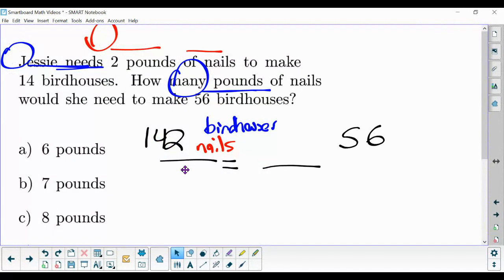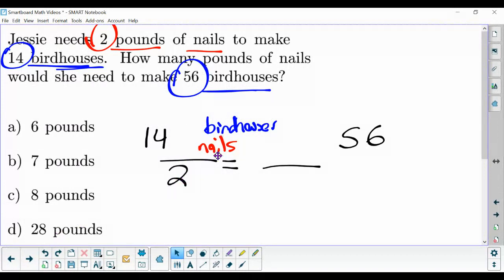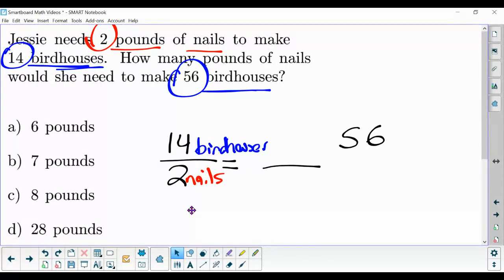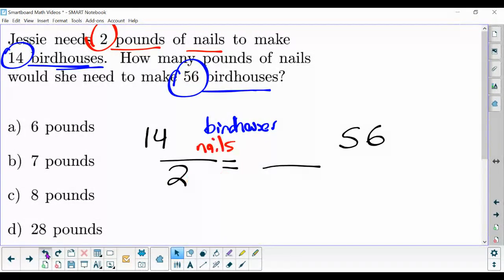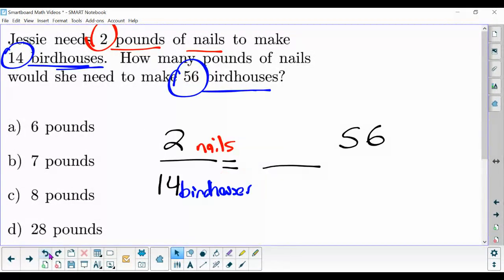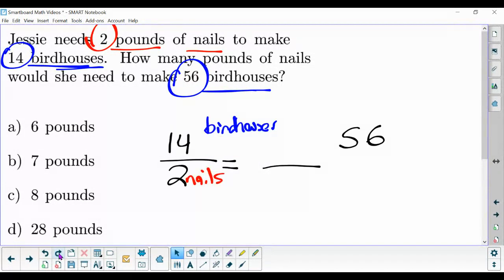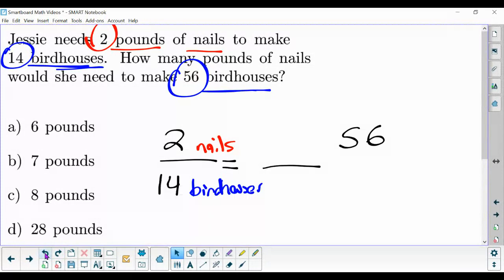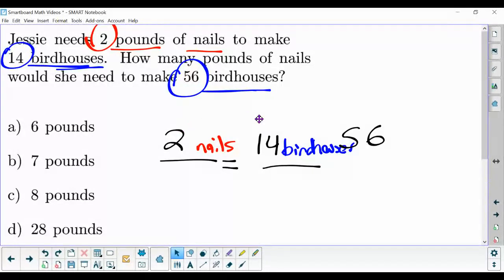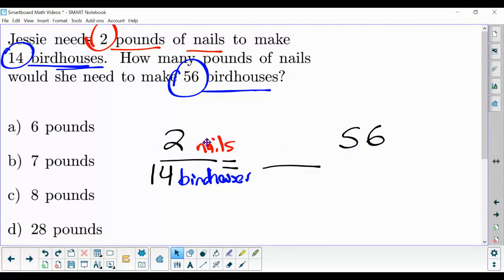And if you wanted to, you can also do it this way. But usually you put your first number that came out on top and the second number that was mentioned at the bottom, at the denominator. So I'm going to do it the regular way. But like I said, if you do this, it's still correct. The only way it can be incorrect is if you place it over here. Because, remember, these 2 numbers are related to each other. Not by relatives or anything, but if you have 2 pounds, that makes 14 birdhouses. So they got to belong together within the same fraction.